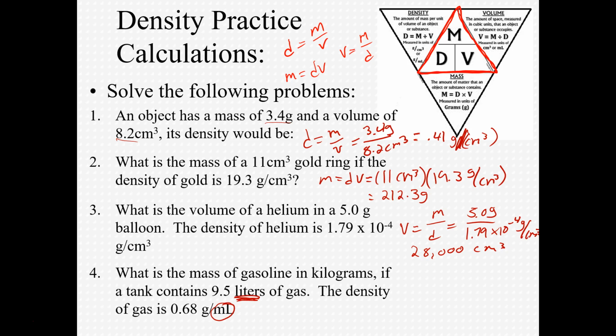And in order to do that, all we have to do is multiply by 1,000. So in this case, our volume is going to be 9.5 liters multiplied by 1,000 because we have 1,000 milliliters in a liter. And we would get 9,500 milliliters. Now we can get on with the problem.